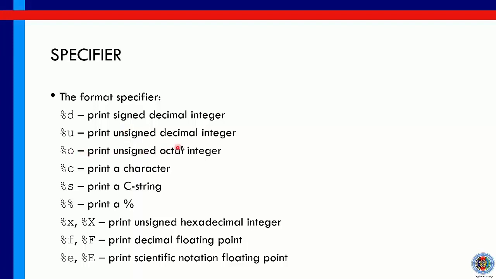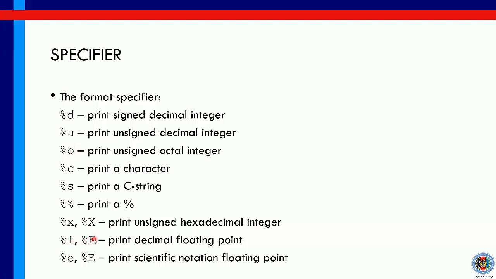%o is to print octal, base 8. %c to print a character. %s, in this chapter, we will learn it is how to print a C string, not a C++ string object, but C string. %% is to print the percent itself. It is like an escape sequence to print a percent. %x, either small or capital letter, is to print the value in hexadecimal integer. Just now, %o is for octal.